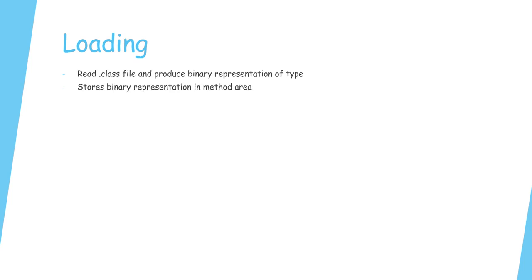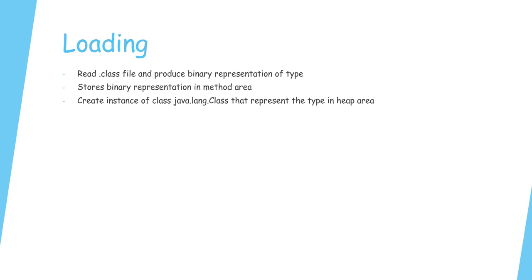So the loading process is responsible for reading the .class file and producing the binary representation of the type. This binary representation is stored in the JVM method area, and the loading process is also responsible for creating an instance of class java.lang.class that represents the type. So as we have seen in our example, the employee.class, from which we can fetch the metadata about the class, is created by this loading phase.